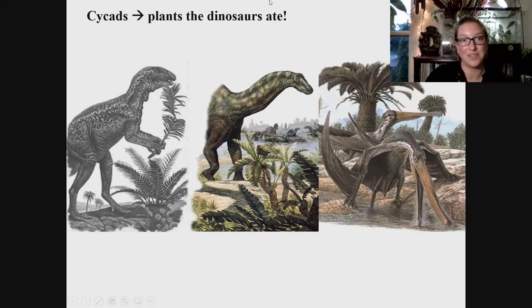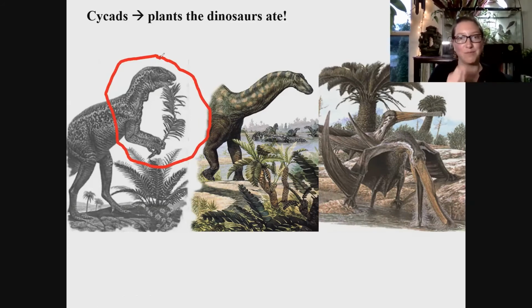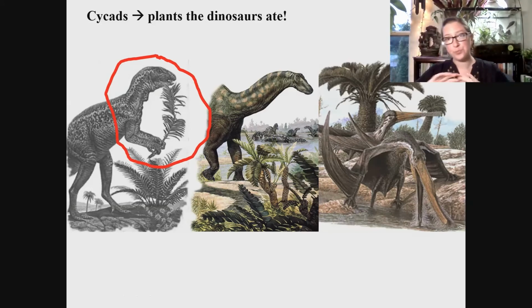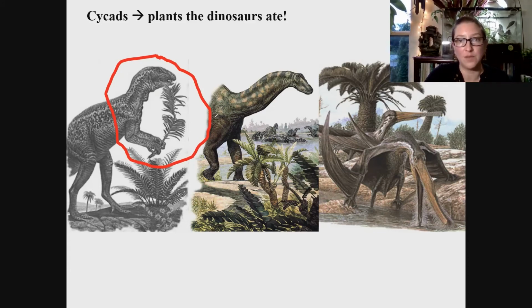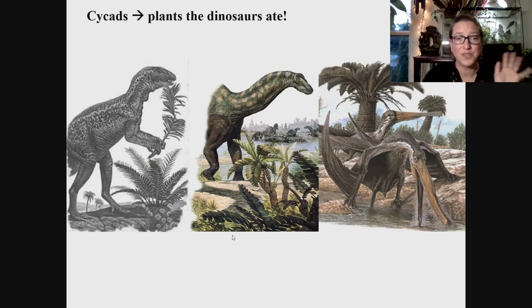And also, I cannot resist showing these old drawings, because they're just hilarious. Look at this little dinosaur eating the cycad. Like, oh yeah, it tickles me. But a lot of times when you see drawings or reproductions of the Jurassic period, a lot of the plants you'll see in the background are ferns, but also cycads, and cycads make seeds, so dinosaurs would have eaten not only the leaves, but also the seeds. Yeah. Plants the dinosaurs ate. Cool.